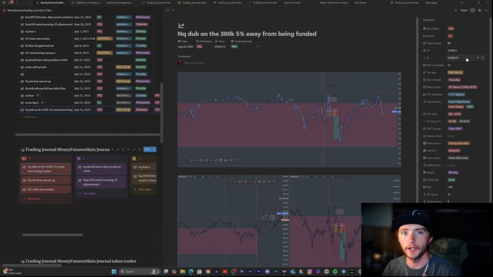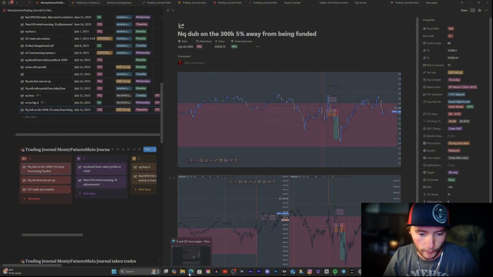Just remember, stack your confluences. The more confluences you stack, especially like your key levels, the higher probability your trade's going to be. Remember, I wasn't married to the bias. My original bias was going to be bullish because we're at a 4-hour gap, but I wasn't married to it because we saw a major sweep of liquidity. And honestly, we're just scalping.